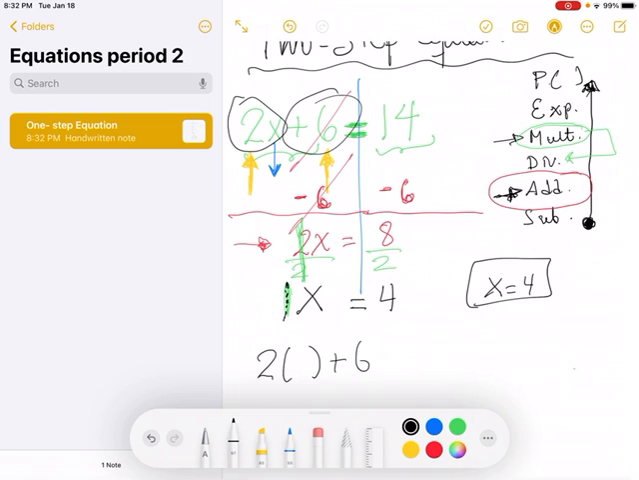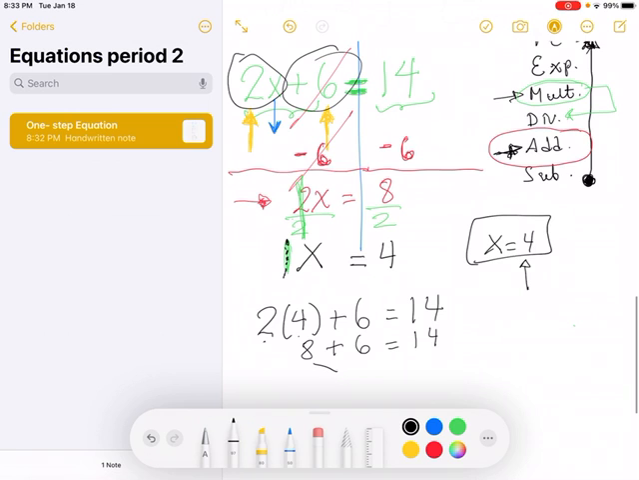And if you want to check, you can substitute into the original equation, that was 2 times x plus 6 equals 14. 2 times x, well, now we know x is 4. So we can plug in a 4 here. 2 times 4 is 8. 8 plus 6 is 14. Is that true? 8 plus 6 is 14. 14 equals 14. Ta-da! Check. We just checked that our answer is correct.